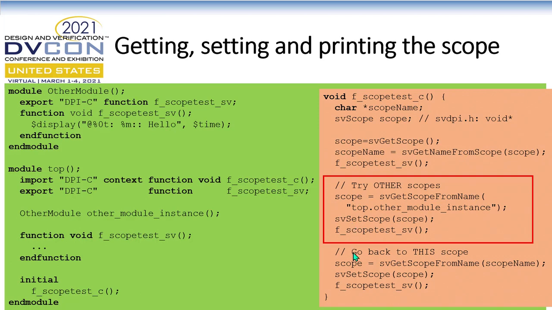Now, if we want to go back to the original calling scope, we can just do SV set scope scope. So we did an extra lookup on the name, but we didn't have to do that since we had that variable. Oh no, we overwrote it. Yeah. So this is a clean way to do it. Always look up from the name, and then you can get back. Now we're going to call this other SV scope test SV function back in the original.